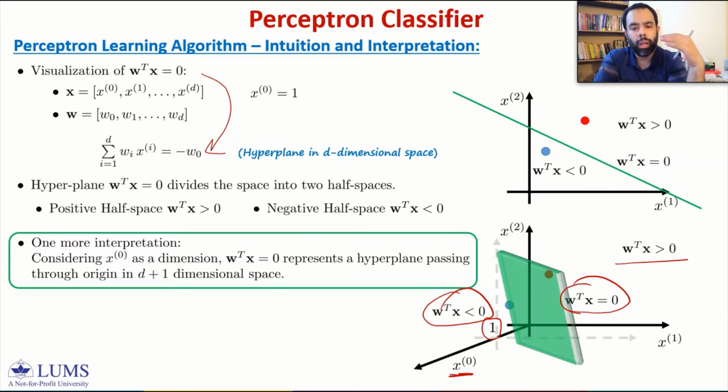So w transpose x is equal to 0 is a hyperplane in D-dimensional space. It is also a hyperplane in D plus 1 dimensional space, but in D plus 1 dimensional space, the good thing is it represents a hyperplane passing through the origin.